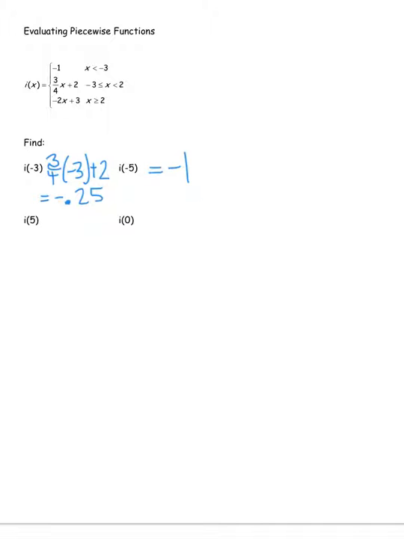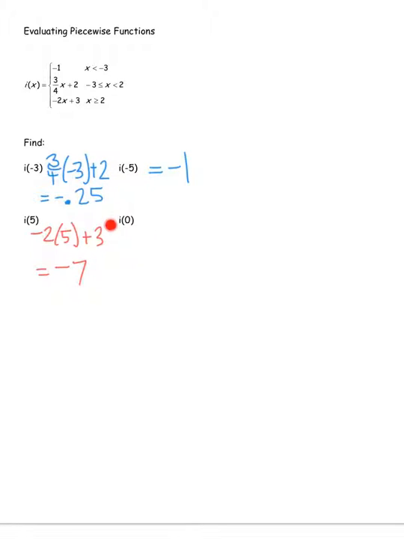Okay, so what about 5? Which inequality does 5 work? 5 is greater than 2. So we're going to use that last inequality. We're going to use that last equation. So -2 times 5 plus 3. So -7 is our answer.